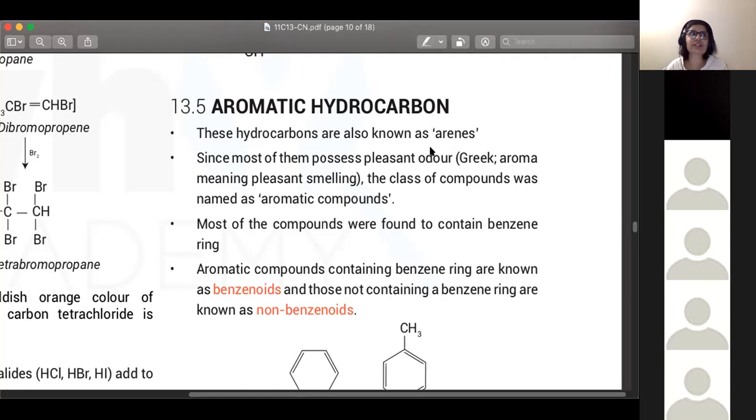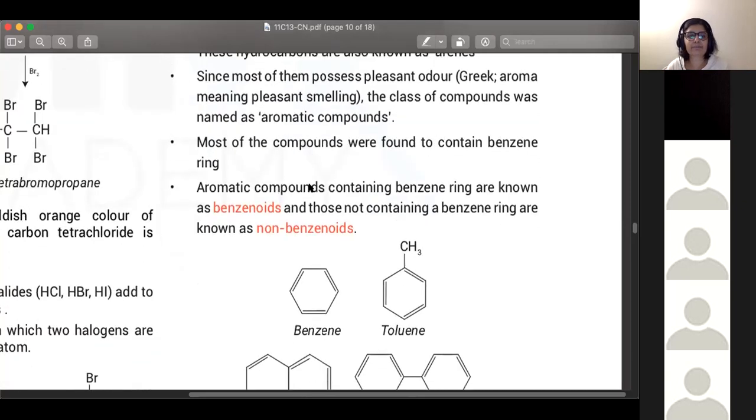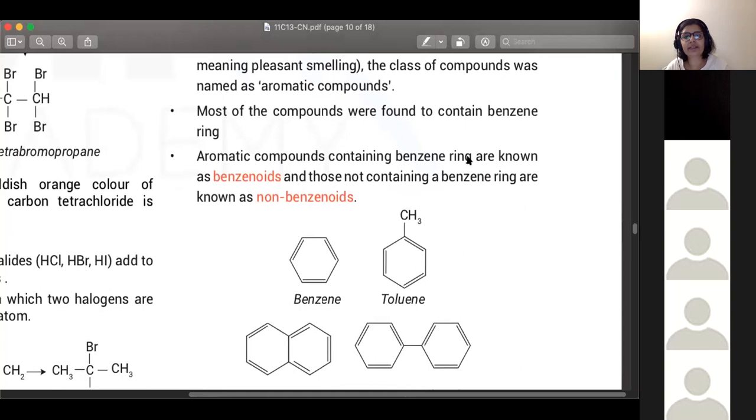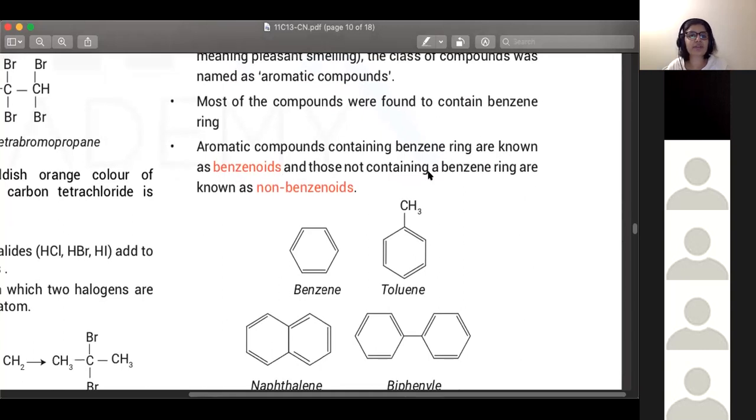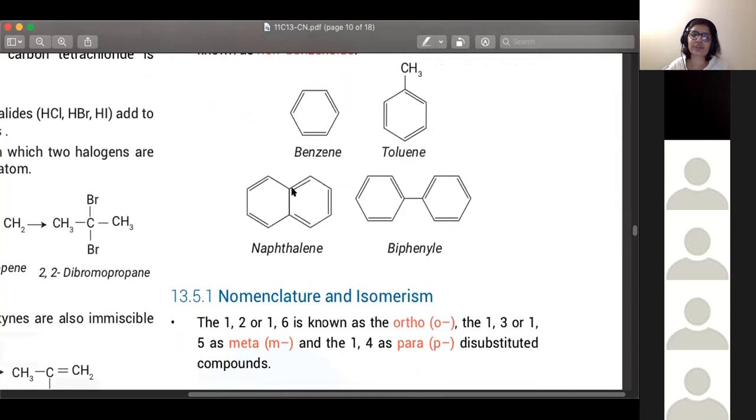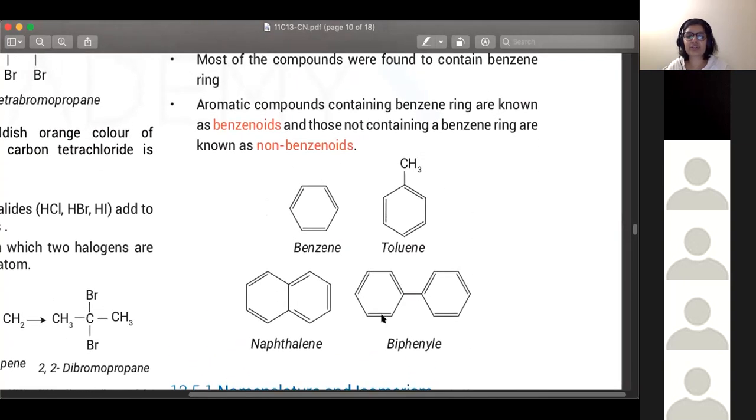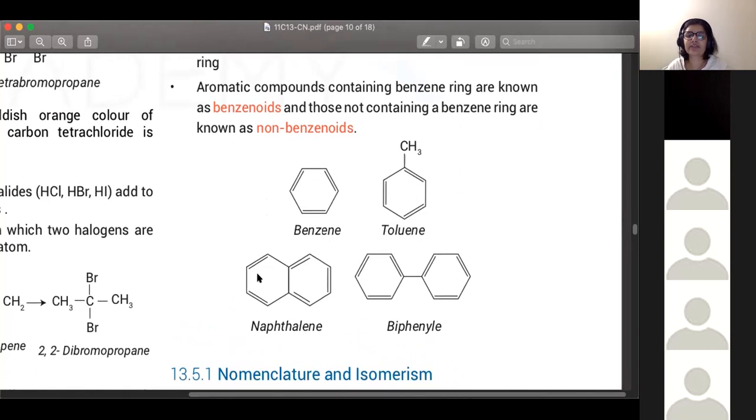So benzene also has a specific smell. Camphor has a smell. So majority of the smelly compounds are basically aromatic. So they have a ring structure in them. Okay. So aromatic compounds containing a benzene ring are called benzenoids. And in case they don't have a benzene ring, they are called non-benzenoids. Okay. So these are all benzenoids because they have a benzene ring in them. Toluene is one example. Naphthalene is basically a double ring structure.